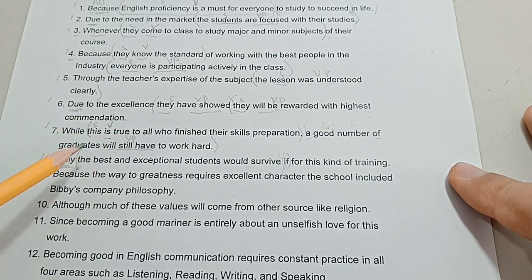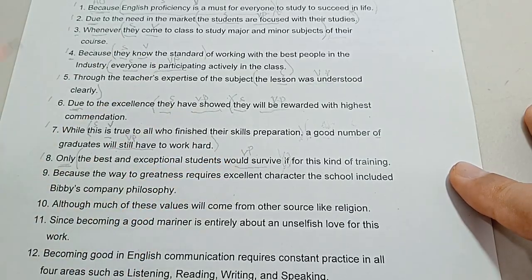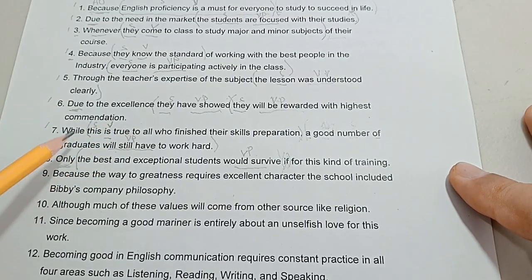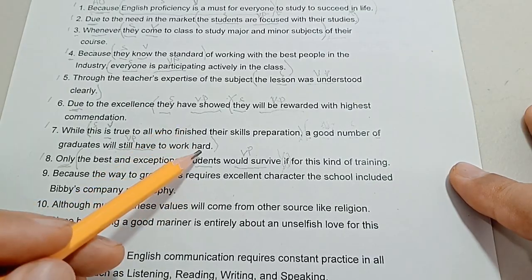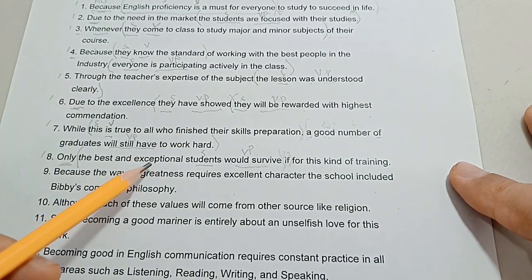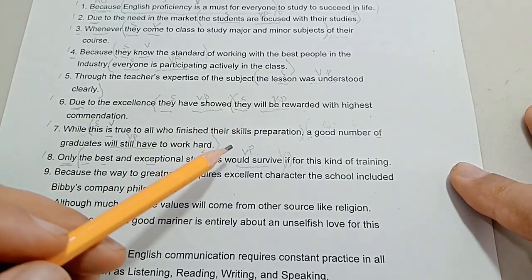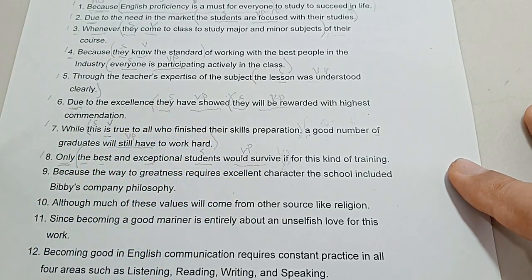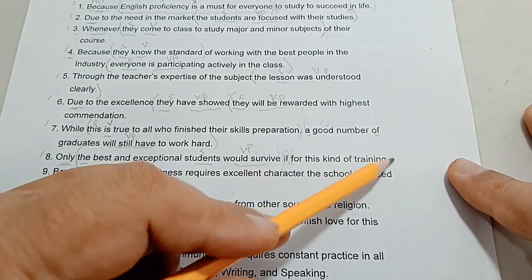Let's see, where is the verb? Okay, here is the verb phrase, would survive. Okay, and where is the subject? Actually, you have two subjects here. Okay, oh no, we only have one subject. This one is the students. That is your subject. Adjective, adjective, adjective. Okay, so students would survive. And you have the prepositional phrase for this kind of training.